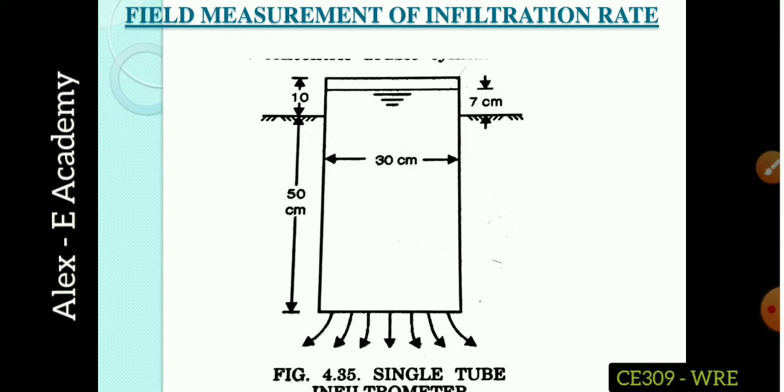The procedure is continued till a constant infiltration rate is obtained. A graph is plotted between infiltration rate and time, which gives the infiltration capacity curve for the area. The main drawback of this single tube infiltrometer is that there is lateral distribution of water from the cylinder, which will not be vertical. Therefore, it doesn't truly represent the area through which infiltration takes place.